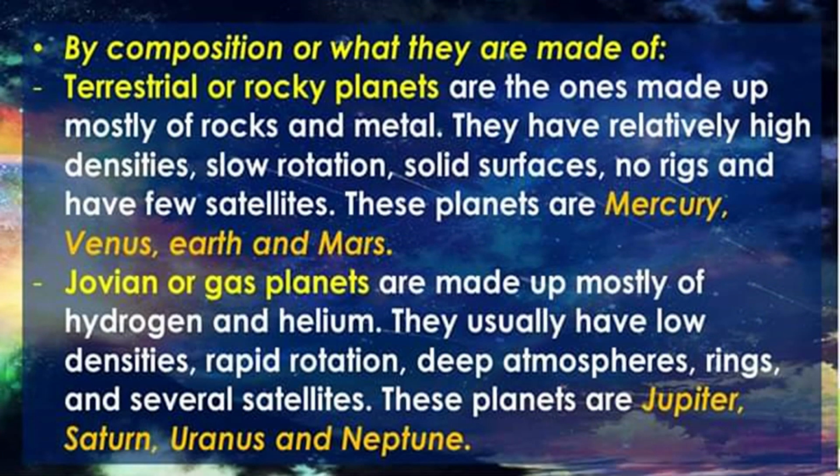By composition, or what they are made of. Terrestrial or rocky planets are the ones made up mostly of rocks and metal. They have relatively high densities, slow rotation, solid surfaces, no rings, and few satellites. These planets are Mercury, Venus, Earth, and Mars. Jovian or gas planets are made up mostly of hydrogen and helium. These usually have low densities, rapid rotation, deep atmospheres, rings, and several satellites. These planets are Jupiter, Saturn, Uranus, and Neptune.